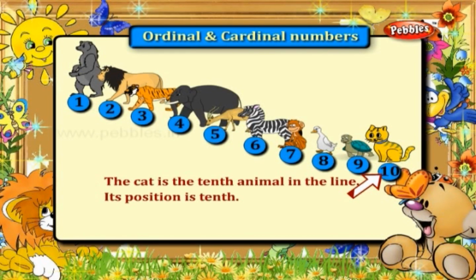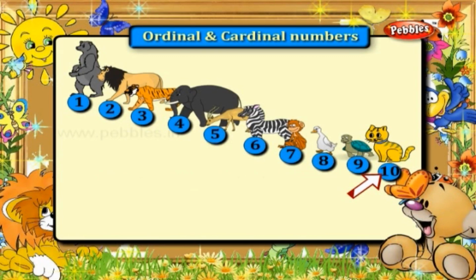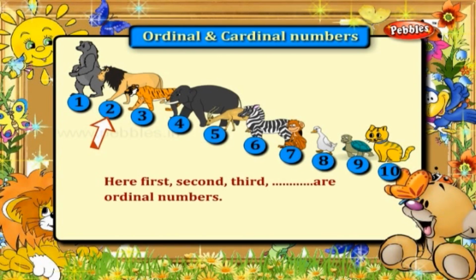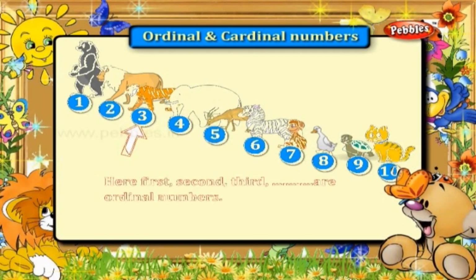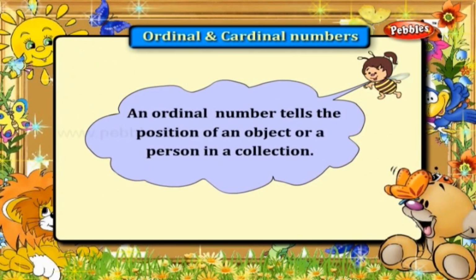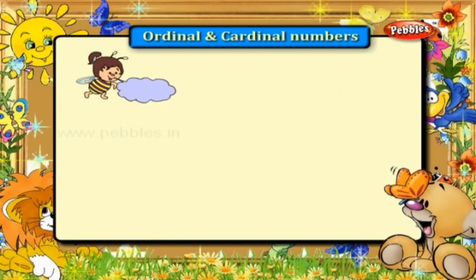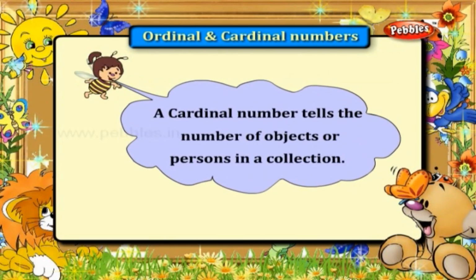The cat is the 10th animal in the line. Its position is 10th. Here, first, second, third, and so on are ordinal numbers. An ordinal number tells the position of an object or a person in a collection. A cardinal number tells the number of objects or persons in a collection.